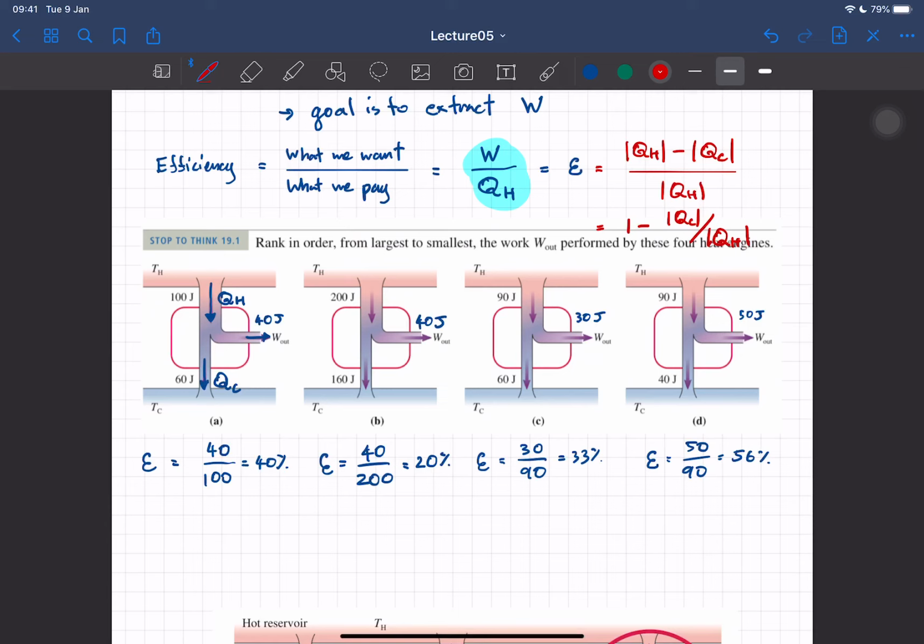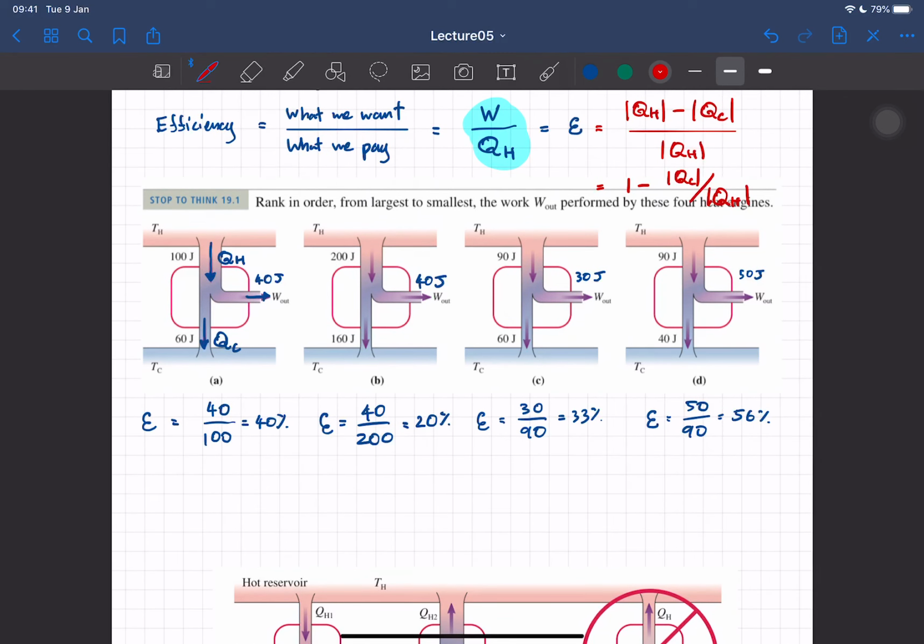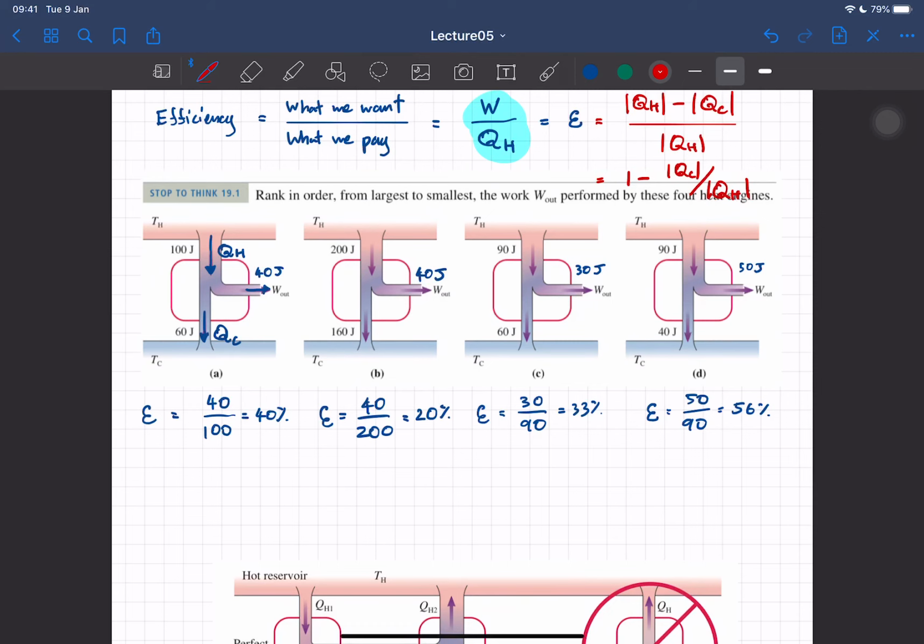So now you can ask something like this. Is it possible to have a 100% efficiency engine? For example, why do we need to throw away heat to the cold side? Why can't we just take everything from the hot side and put it into work? So 100 joules extracted from the hot side, and we get 100 joules as work done. Why is that not possible?